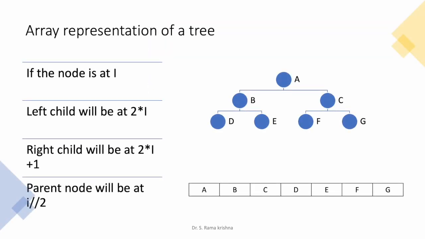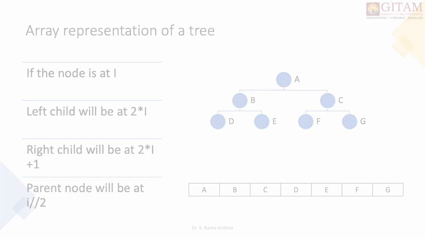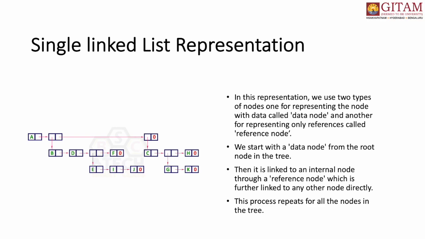In a binary tree, if the node is placed at the ith location, the left child will be placed at 2i and the right child will be at 2i plus 1 location. In a single linked list representation, we use the reference node to denote the child nodes.